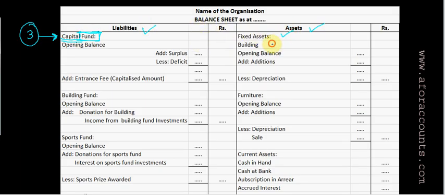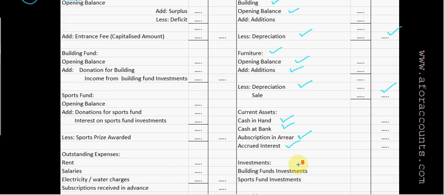All the fixed assets, building: add opening balance, that is what we generally do. Then we can also less what has gone out and less the depreciation amount, and the net amount comes outside. Furniture is the same: opening balance, add additions, less depreciation or less what is sold, and here I get the net amount. Now current assets: cash in hand, cash at bank, and your arrears that are yet to be received, then your accrued interest, all are your assets here.